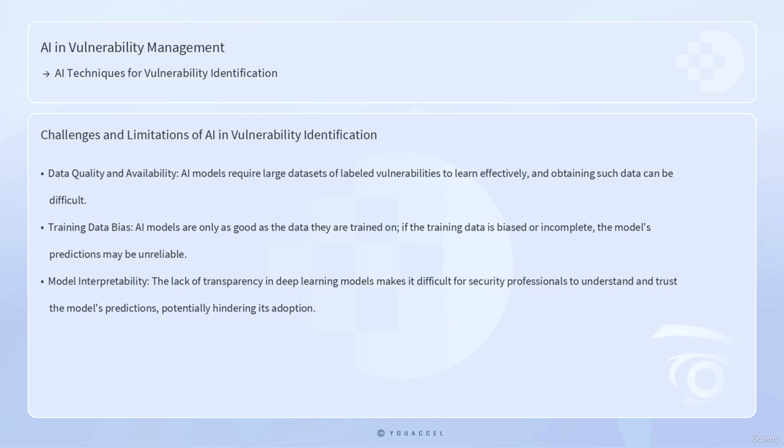Another challenge is the interpretability of AI models, particularly deep learning models, which are often considered black boxes due to their complex and opaque decision-making processes. This lack of transparency can make it difficult for security professionals to understand and trust the model's predictions, potentially hindering its adoption.